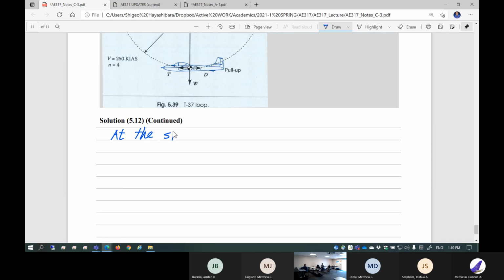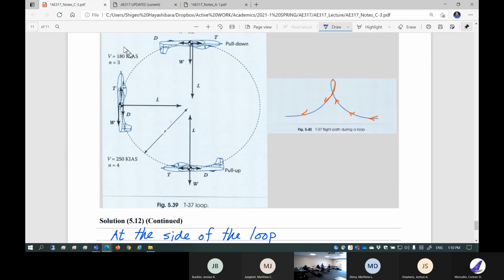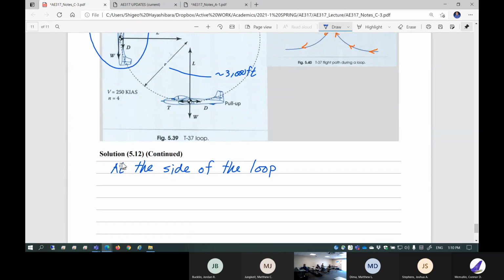So this is at the side of the roof, okay? Side of the roof means right here. You know this is about 3,000 feet radius, okay? Not quite, but 3,000 feet radius. So 15,000 feet you began, you ended up at 18,000 feet, side of the roof. Load factor 3, airspeed 180 KIAS, okay? So what is the radius here? Radius is going to be super small, because you reduce the velocity, V squared over g times n.